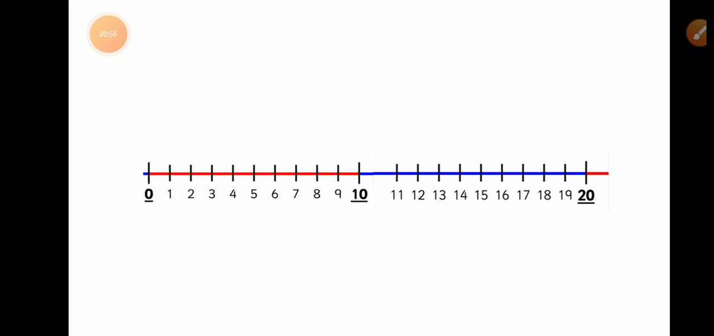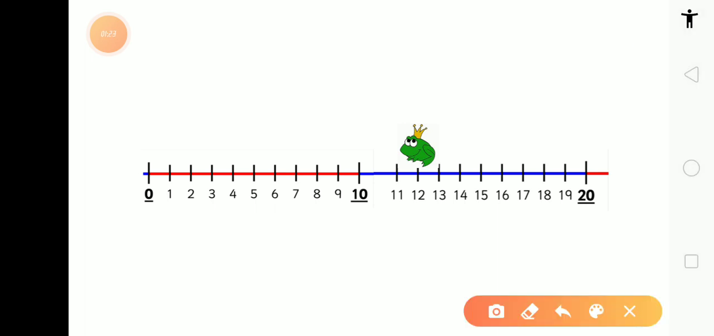Okay. So children, here we have a number line and it has numbers from 0 to 20. According to the question, the frog is at the number 12 and it jumps 4 times and it reaches 0. At a time the frog jumps 3 units. So at this time it is at the number 12. After 12 we will count 3, 1, 2 and 3. So the frog jumps and it reaches 9.